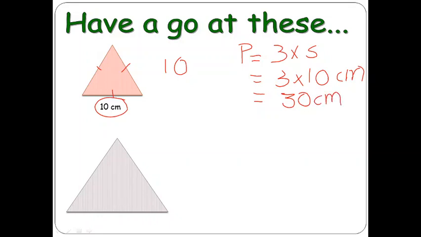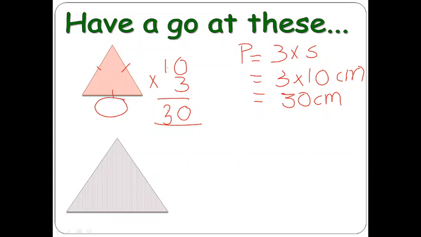If you don't know how to multiply, I am doing it here. 10 multiplied by 3. 3 multiplied by 0, what is the answer? 0. 3 multiplied by 1, what is the answer? 3. By this I found the answer 30. 30 centimeters is the perimeter for this equilateral triangle.